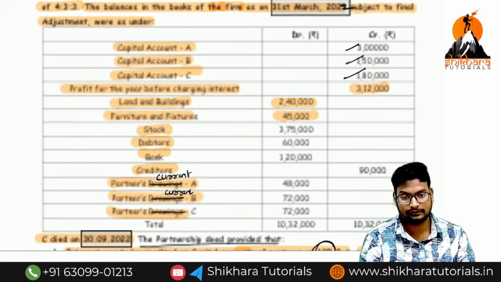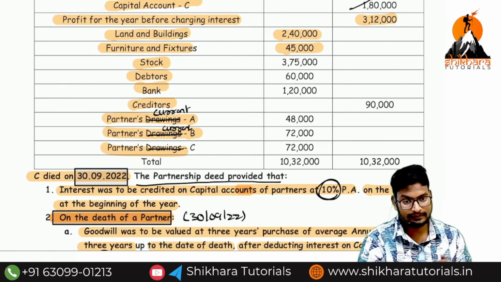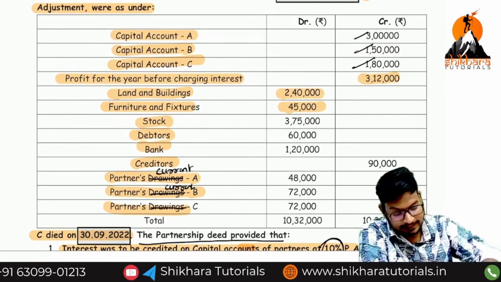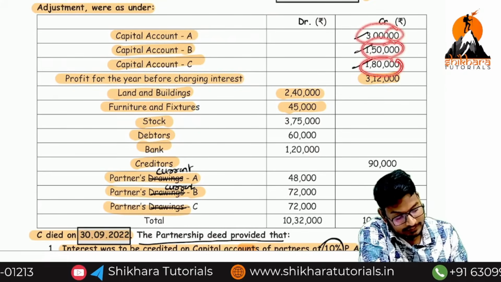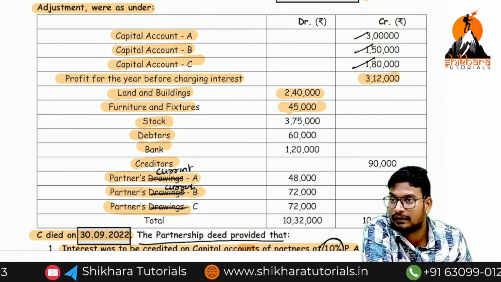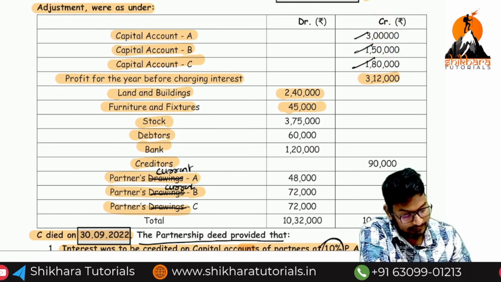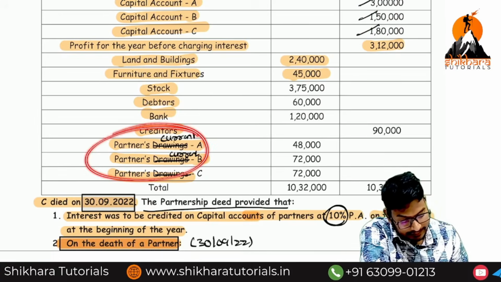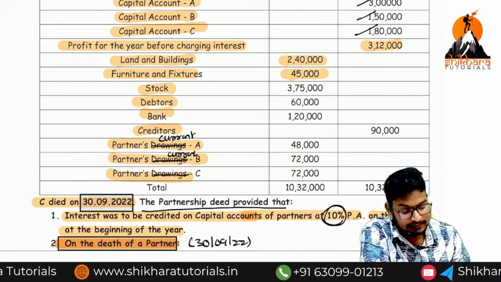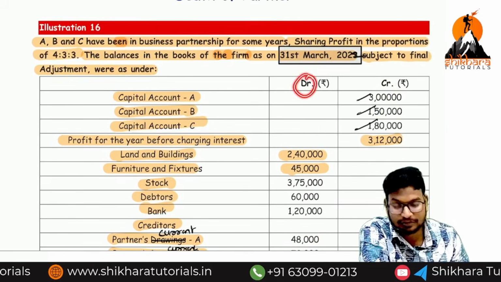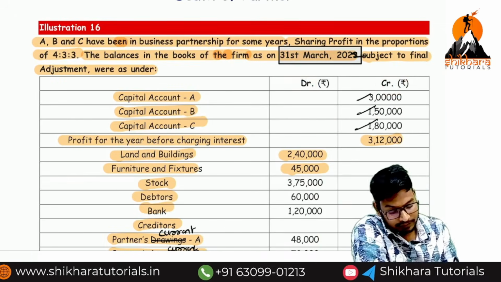Please wait a second, guys. What is the opening balance? 3 lakhs, 1 lakh 50, and 1 lakh 80. Sir, credit side means asset or liability? Liability. So credit balance, by balance brought down. How much? 3 lakhs. And when we come to the current accounts, what are the balances? 48, 72, 72. On which side are they given? Debit side. That means to balance brought down. So you need to say the amounts.